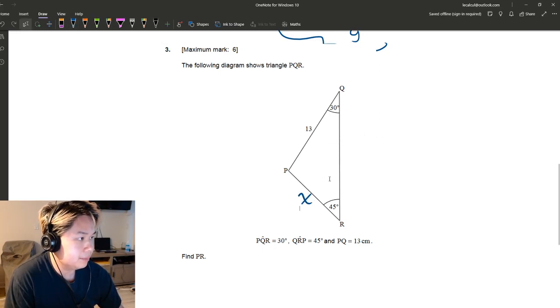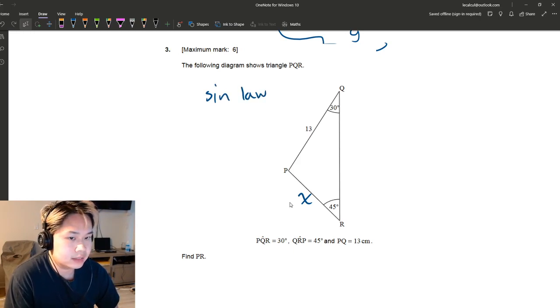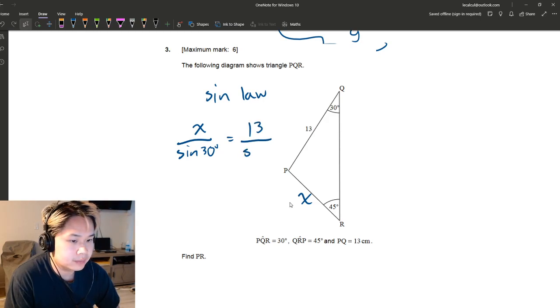So given this setup, we have a side with its corresponding angle. We have an angle, and we're trying to find its corresponding side. This is the exact setup for sine law. So in other words, x over sine of 30 should be equal to 13 over sine of 45.